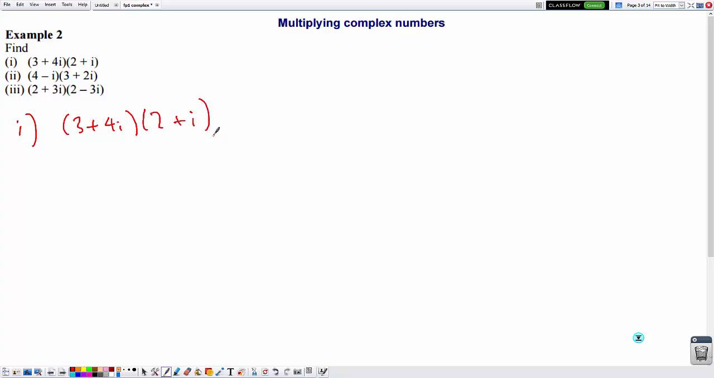So 3 plus 4i times 2 plus i, 3 times 2 equals 6, 3 times 2i equals 3i. So it's the same way of multiplying that we've learned from primary school. 4i times 2 is 8i, and then 4i times i is plus 4i squared. Now we need to remember i squared is -1, so this is in fact a -4. So let's simplify all this. So 6 minus 4, which is 2, and then 3i plus 8i is 11i. Done. Let's look at the second example.